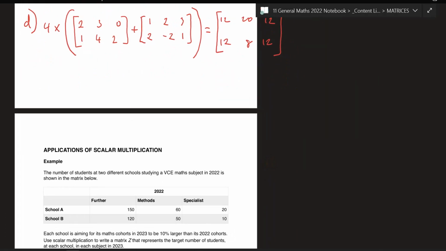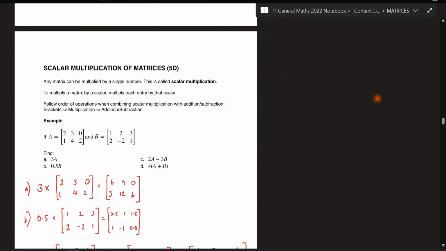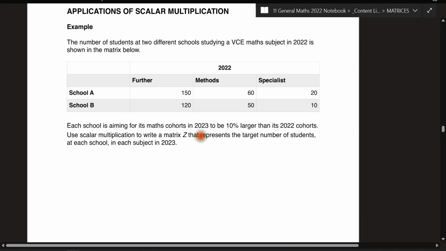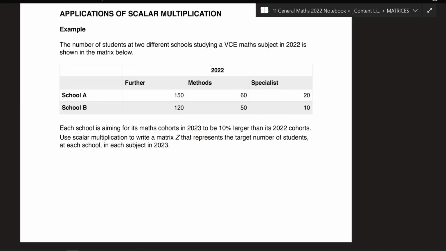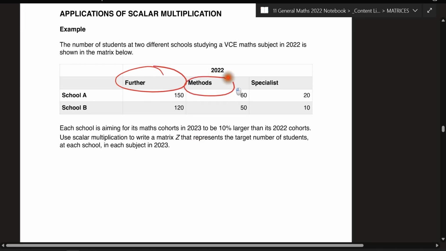Okay, application questions. So this is similar to the previous application question here, but just focusing on this year level. So in this example, the number of students at 2 different schools studying VCE in 2022 is shown in the matrix below. So you've got 2 schools, A and B, and you've got 3 different math subjects that they picked. Each school is aiming for its cohort in 2023 to be 10% larger than its 2022 cohort. Okay, tricky questions here. Use scalar multiplication to write matrix Z that represents the number of students in each school in 2023.